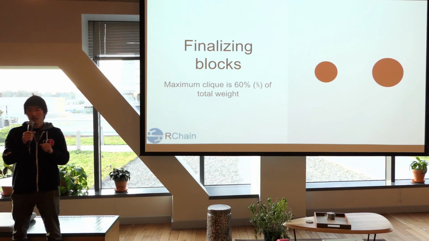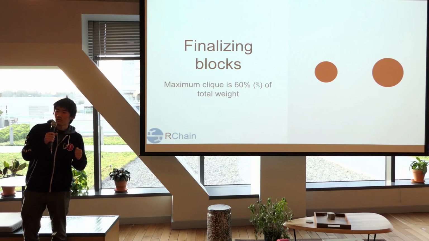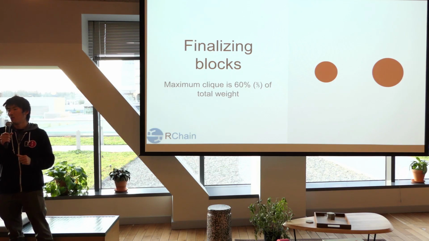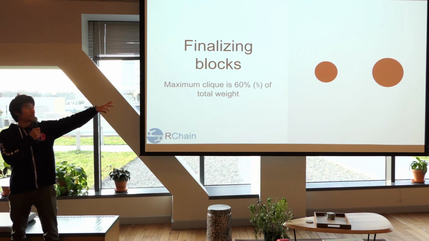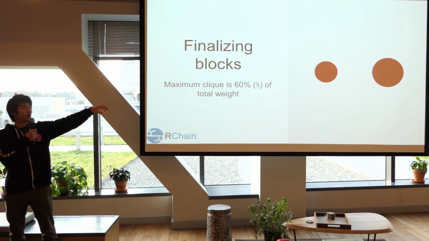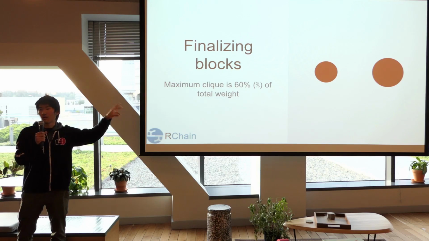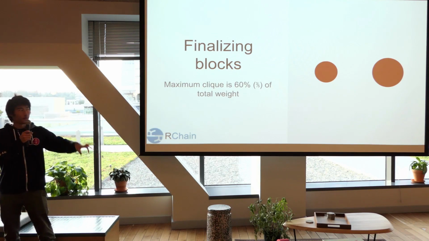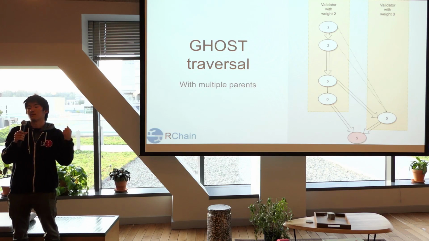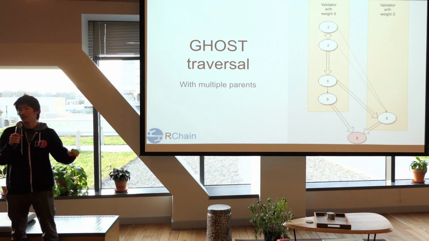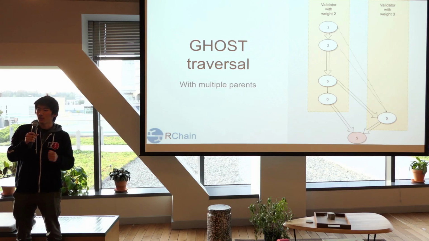In this case, the maximal clique is just a 1 vertex clique, the one with the largest weight, the validator with weight 3. As a result, we can't finalize that number 2 candidate. And so this is kind of what we do.